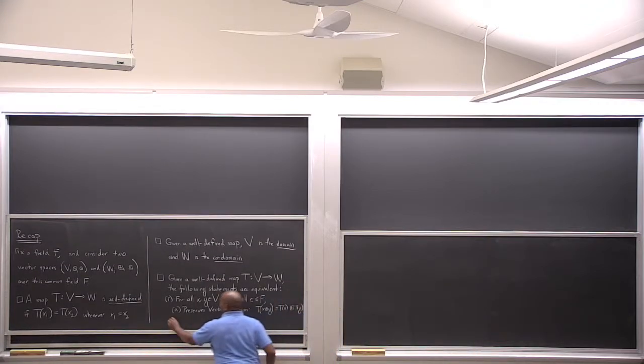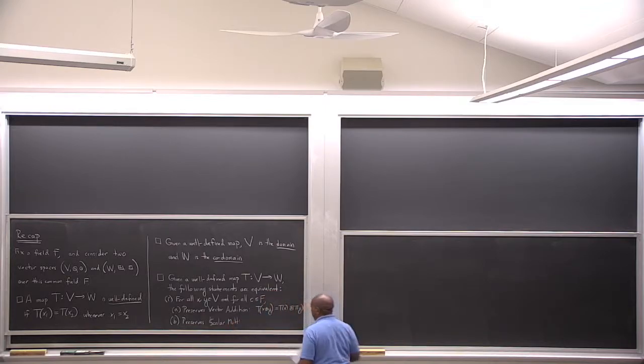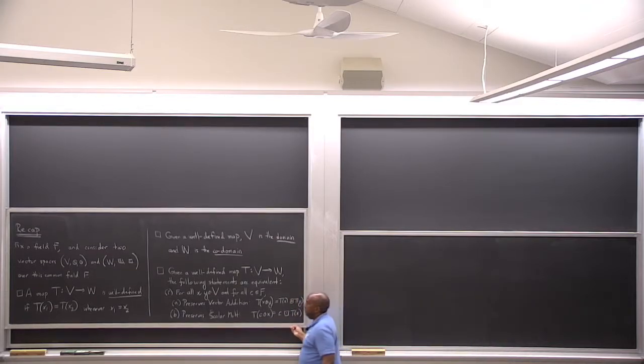Second property we want is that T preserves scalar multiplication. So what I mean here is, if I take a look at a scalar multiple in V, then that should correspond to the same scalar multiple in W. Right, so let's say that first T satisfies these two properties here.